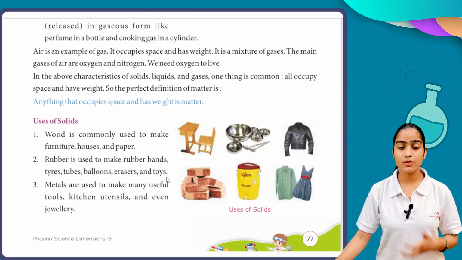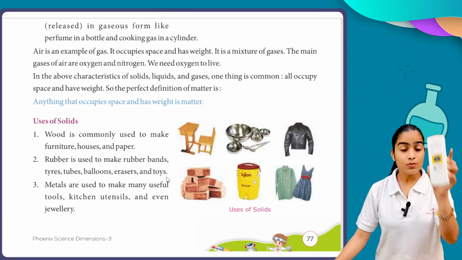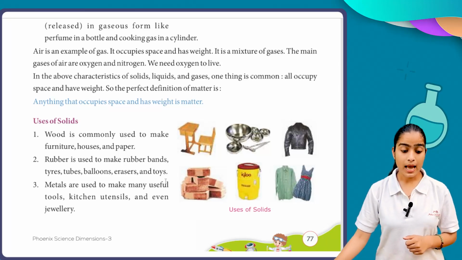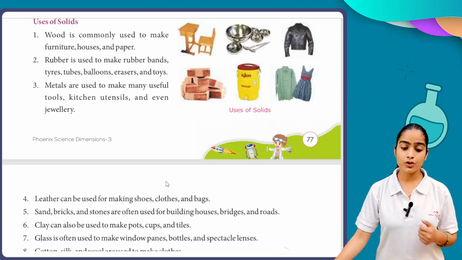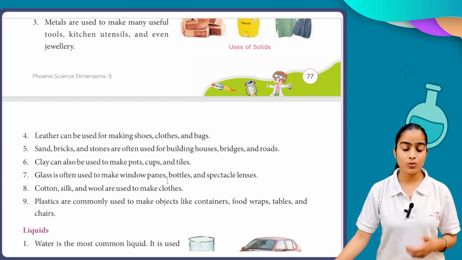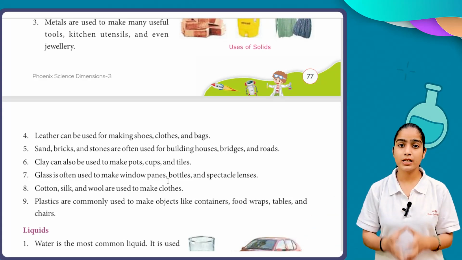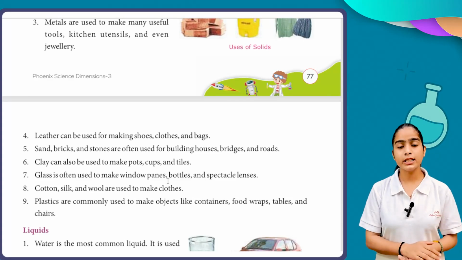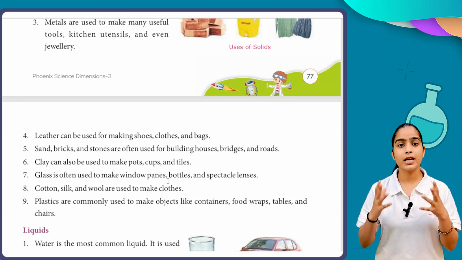Without solid matter, we cannot make our AC remotes, our tables, or our houses. Next, leather can be used for making shoes, clothes, and bags. Sand, bricks, and stones are often used for building houses, bridges, and roofs. So simply you have to understand that whichever things have a particular kind of shape, that is your solid, and solids help us in so many things that we cannot even describe them all.